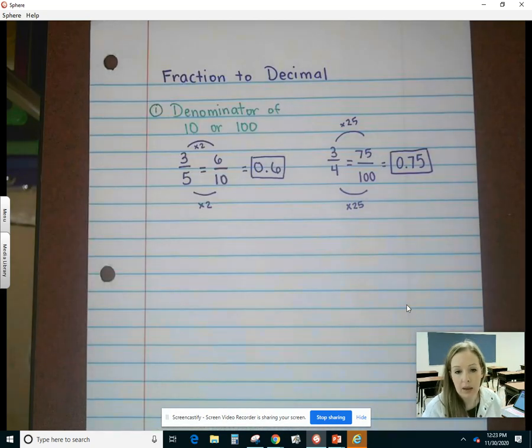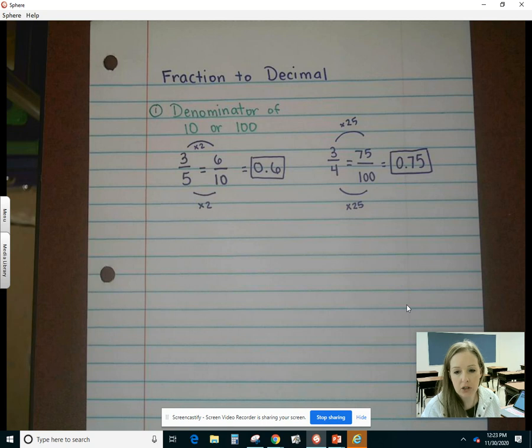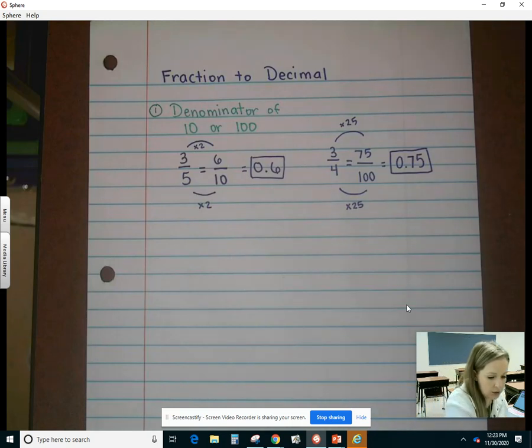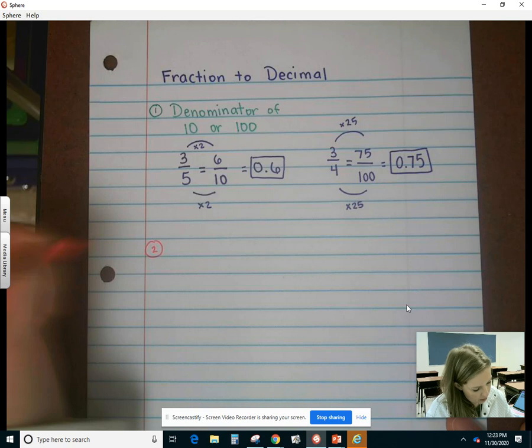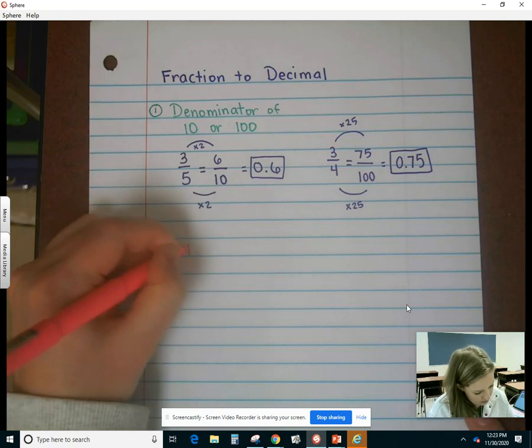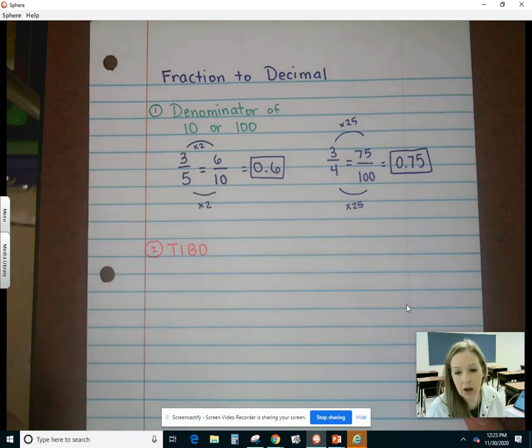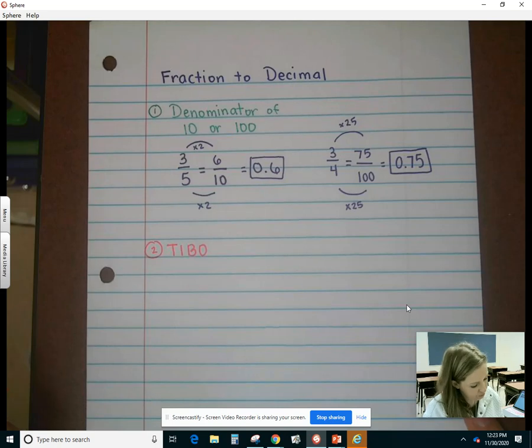Okay, so again, you're just making equivalent fractions, which y'all have done since elementary school. So making something over 10 or something over 100. Now that is not always an option because sometimes your denominator can't be multiplied by anything to get 10 or 100. So another option is that you can use TIBO. Remember that stands for top in, bottom out.